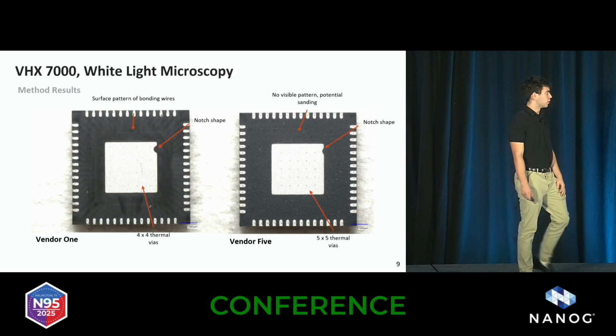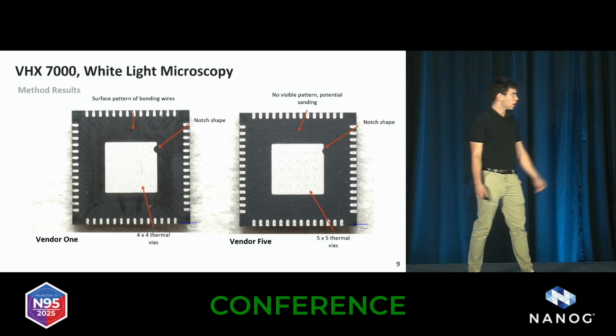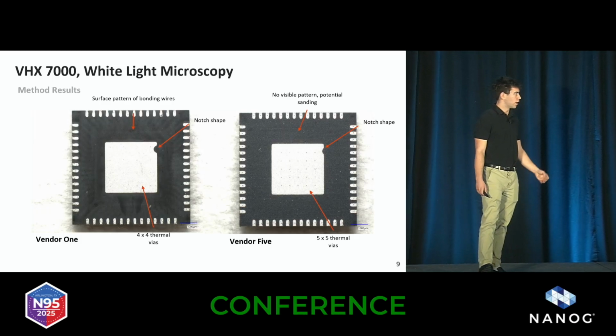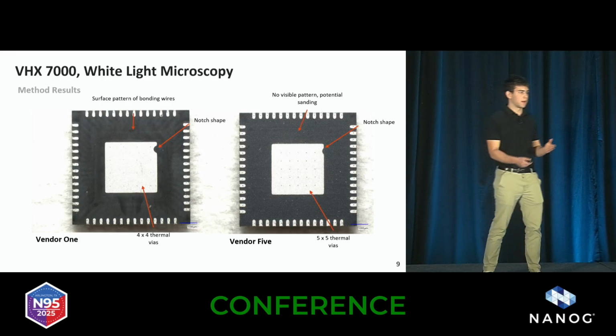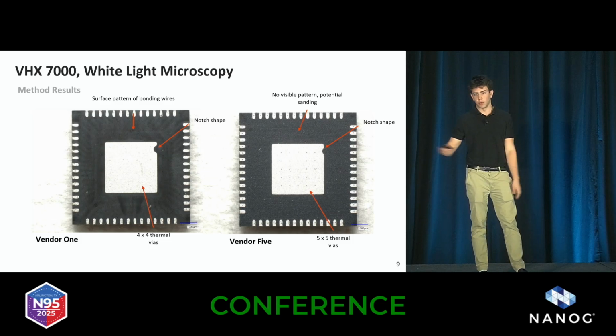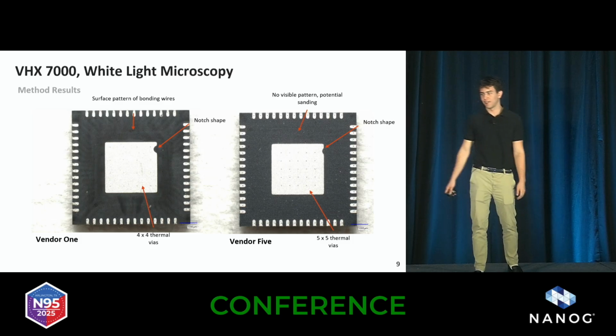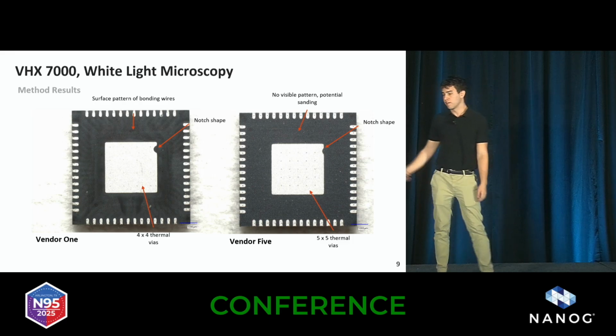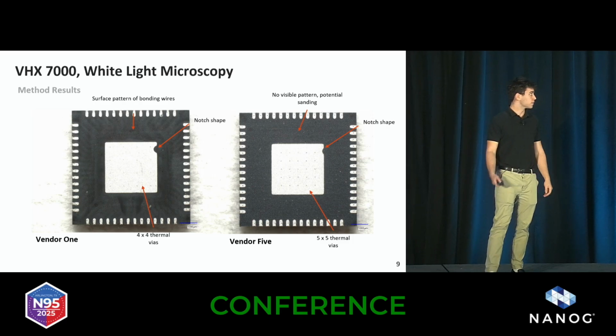And then really one of the most definitive characteristics are the thermal vias. Although we can't say for sure, Raspberry Pi's manufacturer specifications don't have a 5x5 thermal via array on the bottom. So that's kind of definitive, or could be definitive.